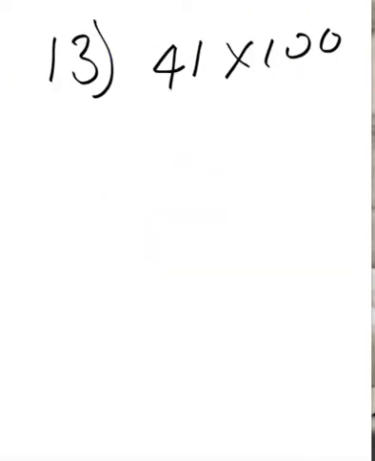And that's it. Now with number 13, whenever you multiply a number by 1 and zeros, so in this case 100, there's always a shortcut. All we have to do is move the decimal, or in this case add the zeros. So with this one, I've got 2 zeros, so my answer will be 41 and add the 2 zeros. So now it's 4,100 and we're done.